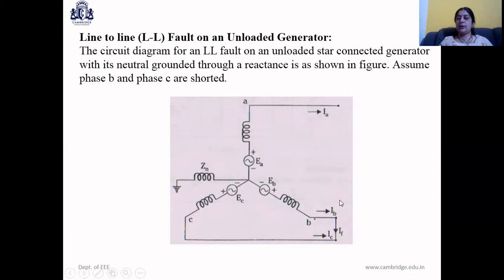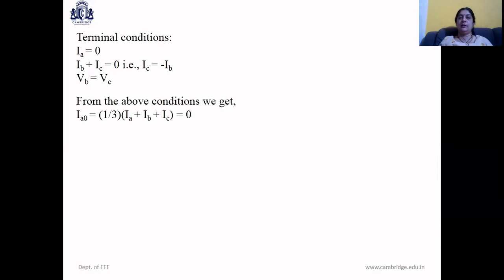And the voltage here, that is the voltage VA, VB and VC are such that VB is equal to VC because they are at the same point now, they are shorted together. Now, from these terminal conditions, we can obtain the symmetrical component expressions. IA0 is 1 by 3 times of IA plus IB plus IC. IA is 0. IB plus IC is also 0 because IC is opposite of IB or IB is opposite of IC. Therefore, IA0 is equal to 0.